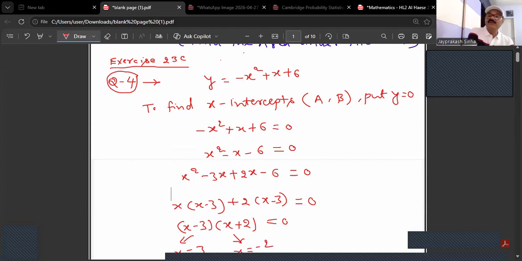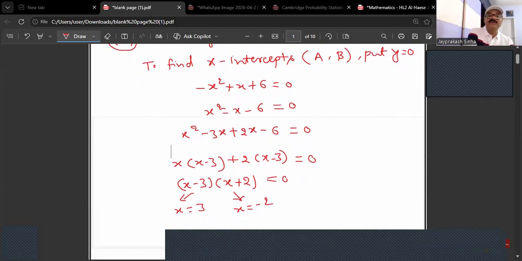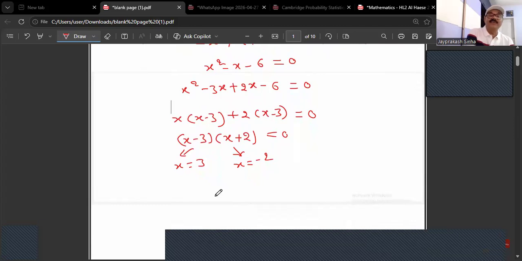Okay. So now the coordinates of A and B we have already found. So what is the coordinate of A?